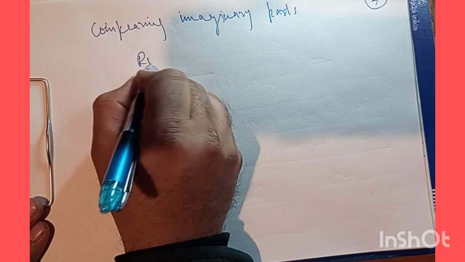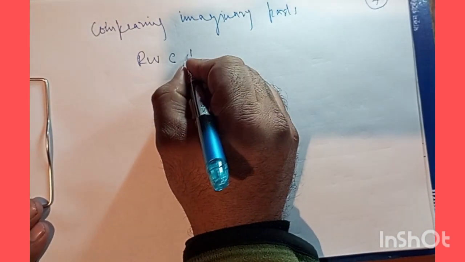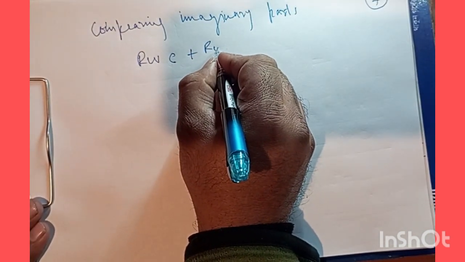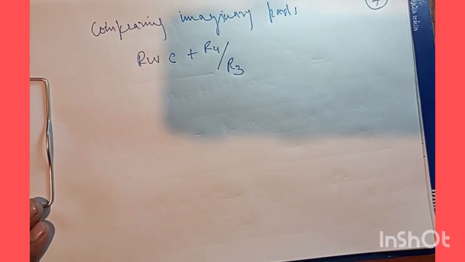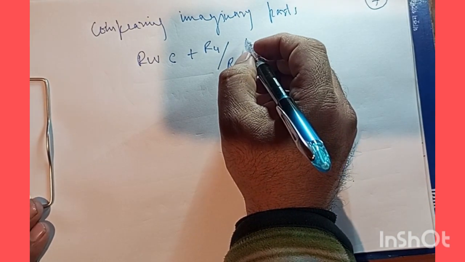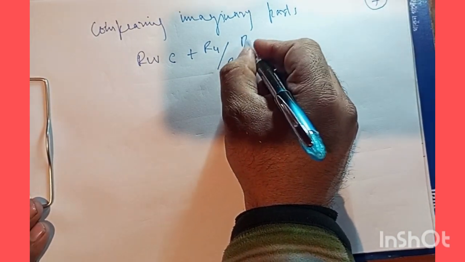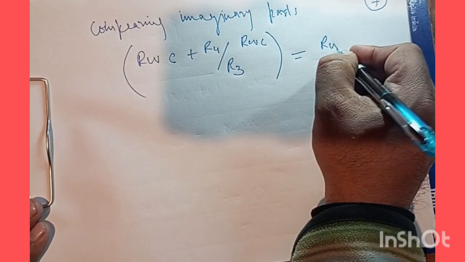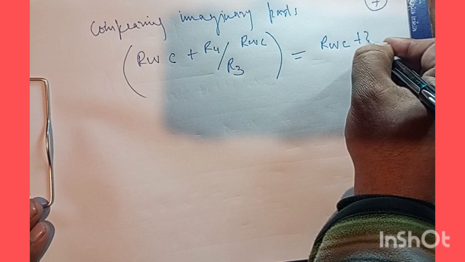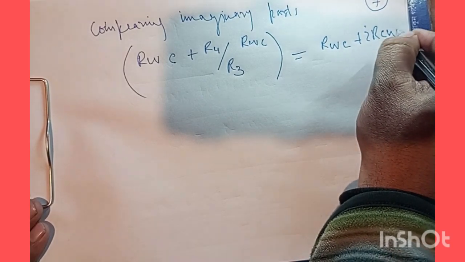When we do that, what we get is something like this: r omega c plus r4 by r3 r omega c is equal to r omega c plus iota r c omega.